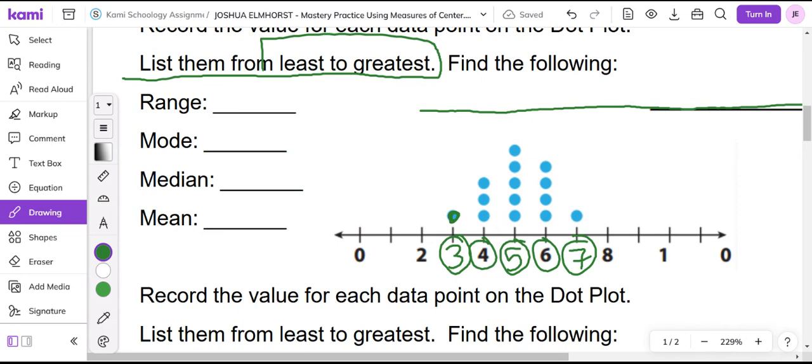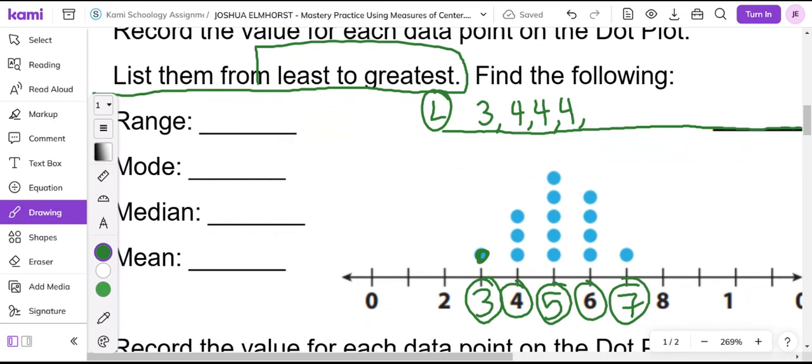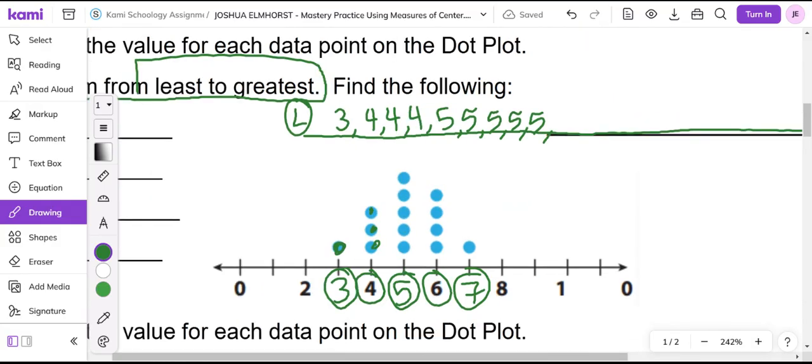So how many threes are there? Make a list. 3. How many fours? 1, 2, 3. How many fives? 1, 2, 3, 4, 5. How many sixes? 1, 2, 3, 4, 5, 6, and then there's 1 seven.